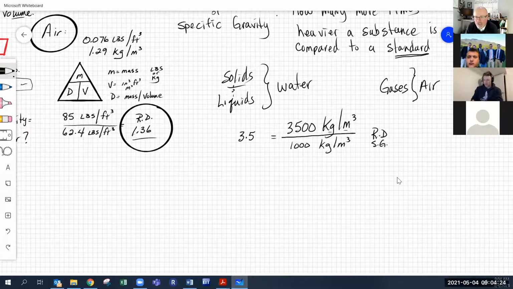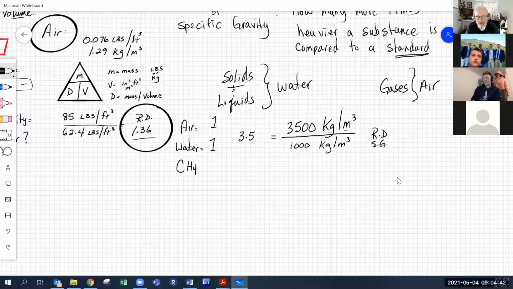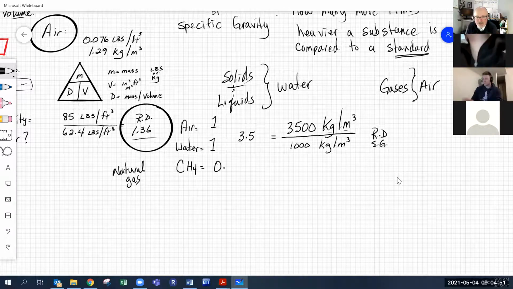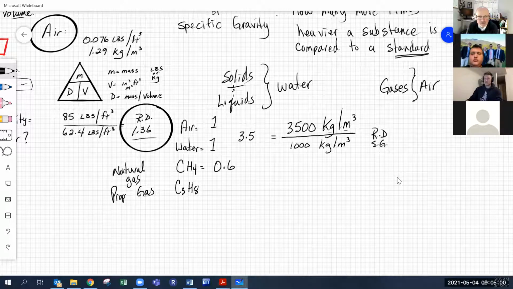Now, there are some relative densities that you should know. First, water has a relative density of 1. Air has a relative density of 1. CH4, which is natural gas, has a relative density of 0.6. C3H8 as a gas is propane, and has a relative density of 1.5. So is propane gas heavier than air? Yes, it is. Because it's heavier than air, you cannot have a propane vehicle in an underground parkade. This is one of the reasons why.